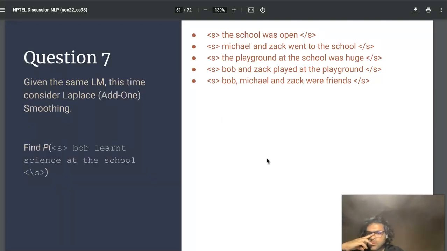Now what they are asking is, given the same language model, this time consider Laplace smoothing, add-one Laplace. I guess you know why we need such smoothing. What is the necessity for it?